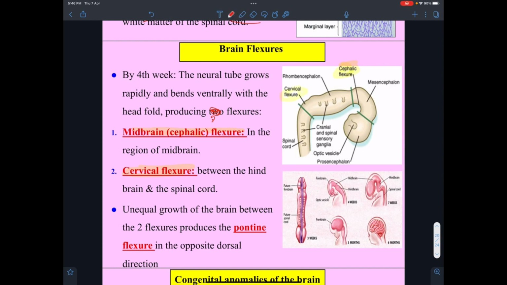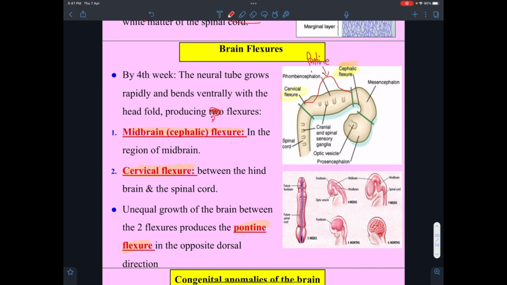And the third flexure, which is not in this picture, is known as the pontine flexure. Where's this flexure going to be? You see the rhombencephalon between the cervical and the cephalic flexure? On the dorsal side, the rhombencephalon is going to give you many secondary vesicles, and when it dilates, it's going to form a flexure known as the pontine. Pontine means pons. So it's going to form a flexure like this, and this flexure is going to be known as the pontine flexure from its name. Because you remember the rhombencephalon, the metencephalon is going to give you the pons. So there's the pontine flexure.